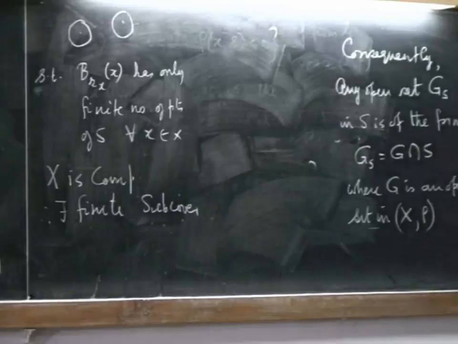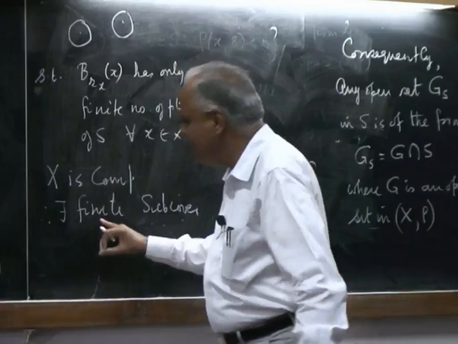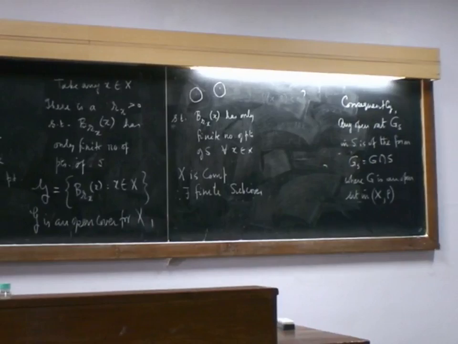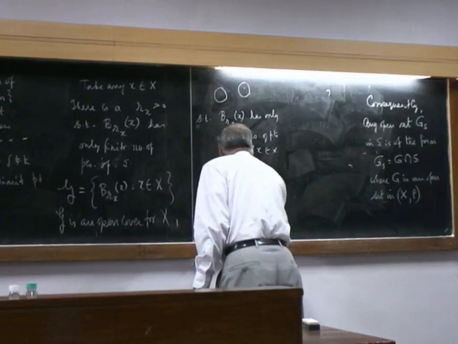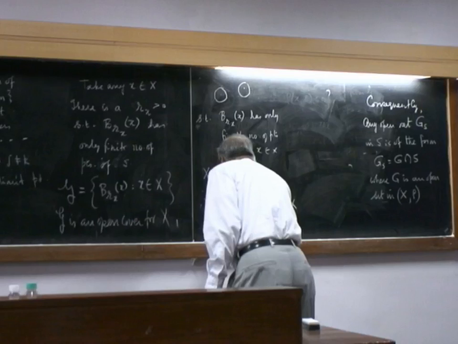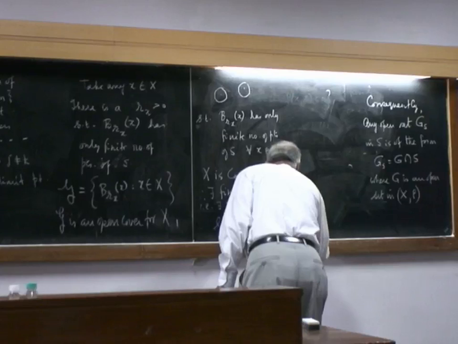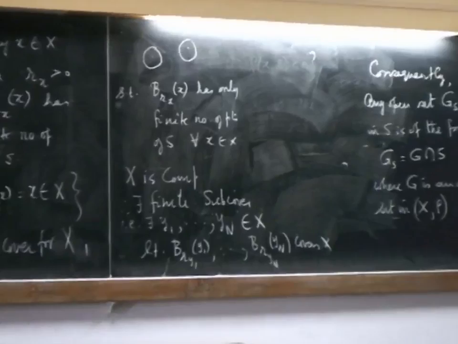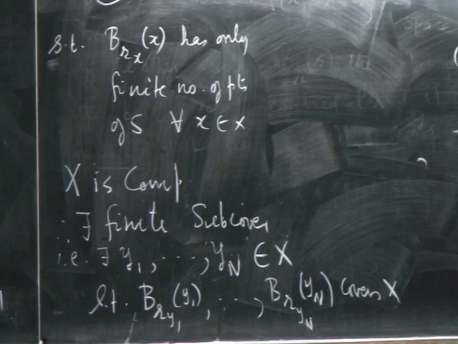What is meant by finite? What is meant by subcover? Some of these. Finite means only a finite number of these. So that means a finite number of centers must be there, and those finite number of corresponding radii. That is, there exist y1, y2, ..., yn in X such that B(y1, r1), ..., B(yn, rn) cover X. Okay, their union will be all of that. Is that clear? All these laddus cover the space. I know only a finite number of laddus will cover it, because it is a compact set.